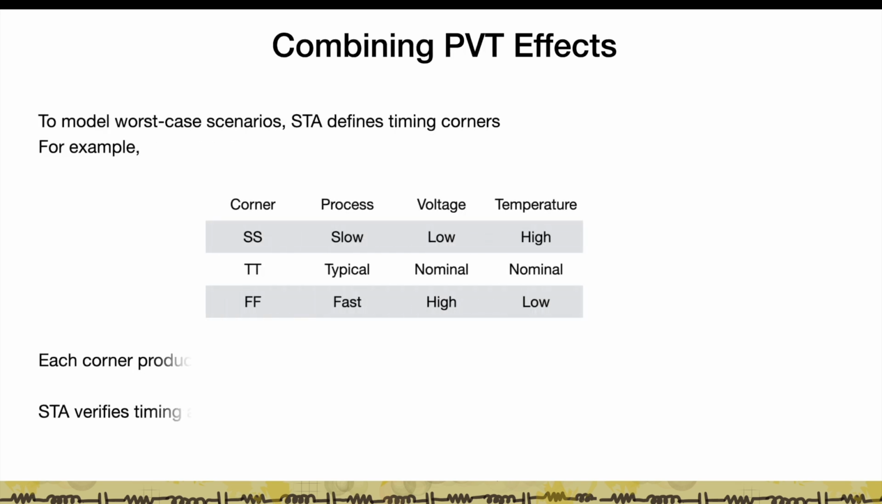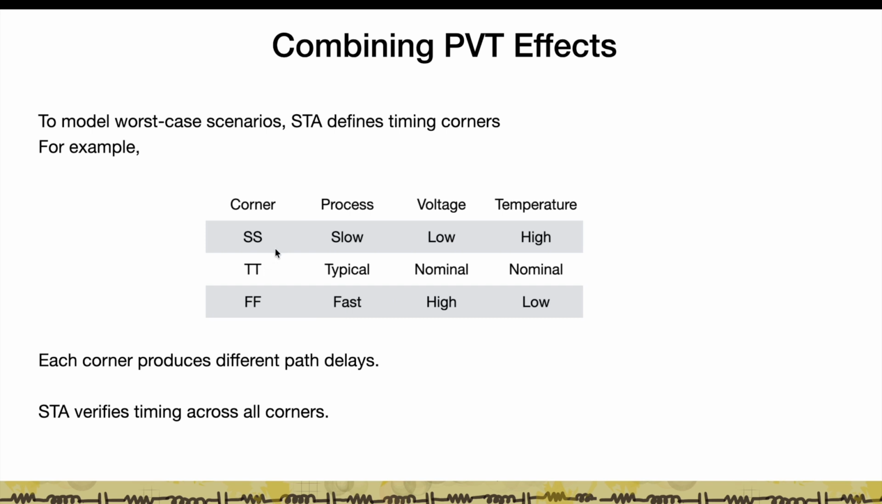Here's where the three variables come together and where timing analysis has to get systematic. Each possible combination of process, voltage, and temperature is called a PVT corner. The three most important ones are shown in the table.